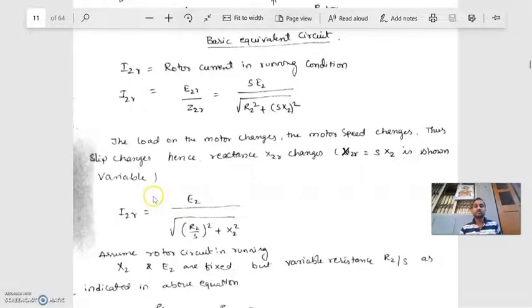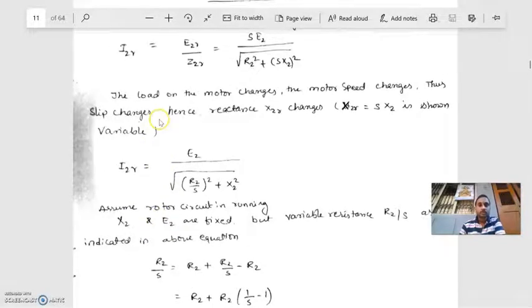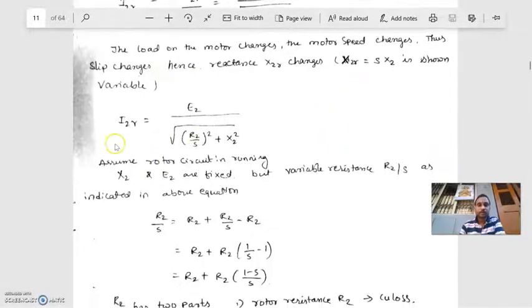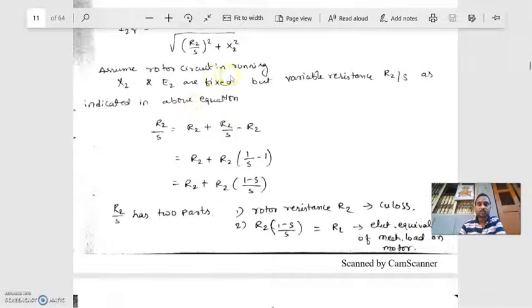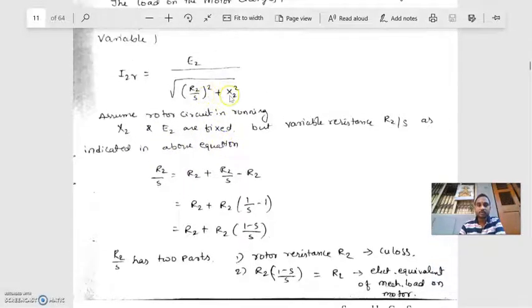I2R is the rotor current under running condition, which is given by E2 divided by the square root of R2 by S whole square plus X2 square. Now assume the rotor circuit is under running condition. X2 and E2 are fixed here, but the resistance R2 by S is variable, as indicated in the above equation. So take R2 by S.